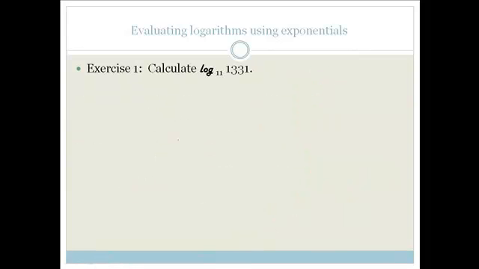Cool. Let's keep practicing. So log base 11 of 1331 is equal to what number? What is it? We don't know what it is. We can't even use our calculator to figure it out. So we're going to have to use our tricks that we've just learned to figure it out.